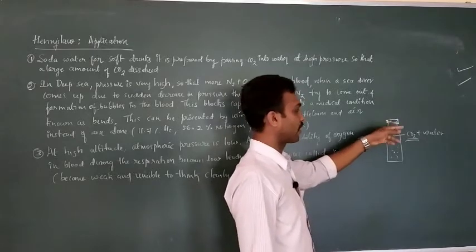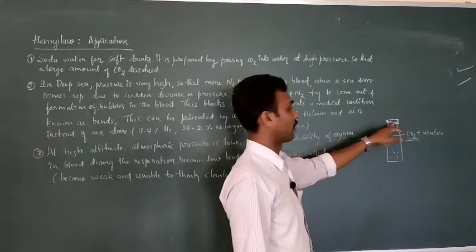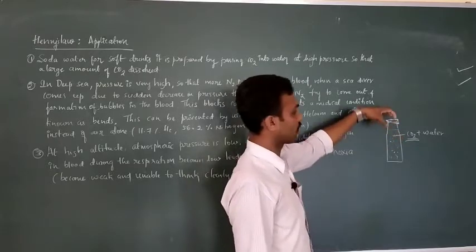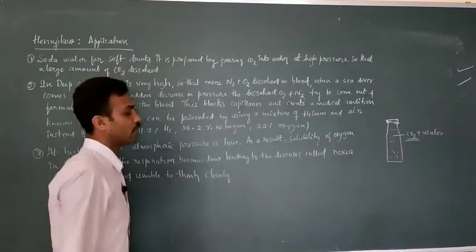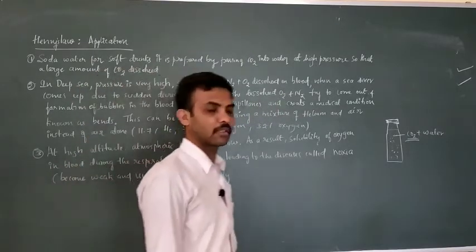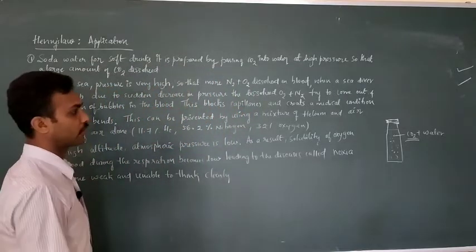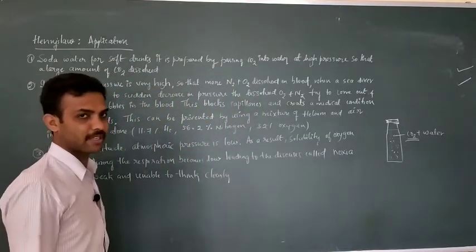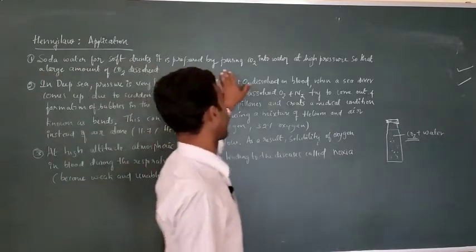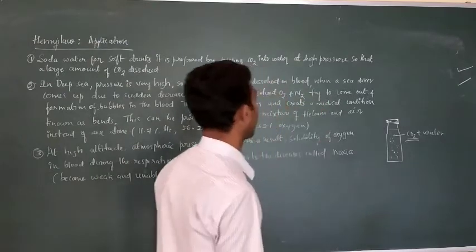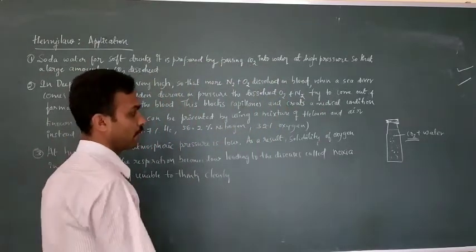So make the lid tight, and you can observe that the bottle has a cork, a metallic cork, shielded with the metallic cork at a higher pressure. This is one of the applications, to prepare this soda water. You have to use a particular gas under high pressure. The soda water for soft drinks is prepared by passing carbon dioxide into water at a high pressure, so that a large amount of carbon dioxide may be dissolved, right.